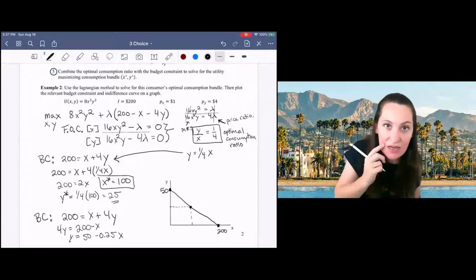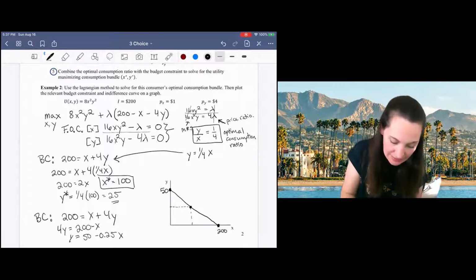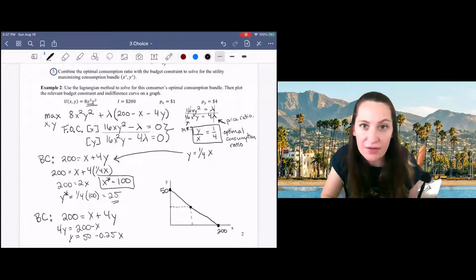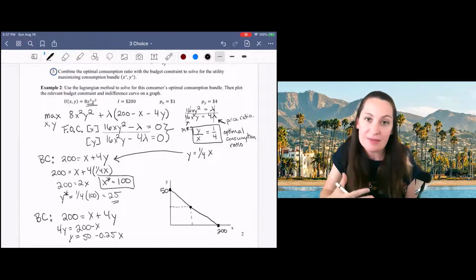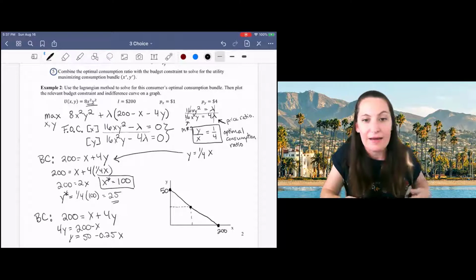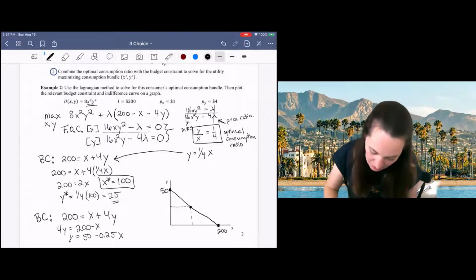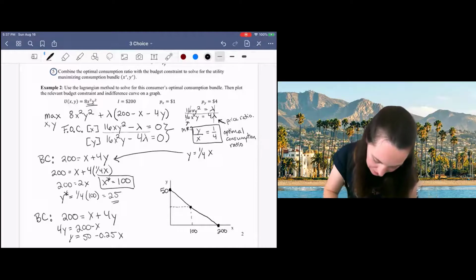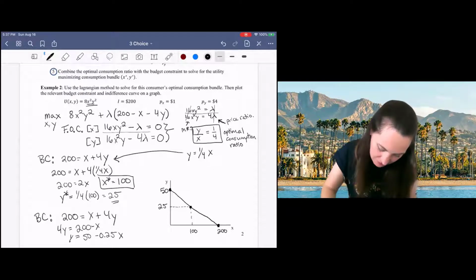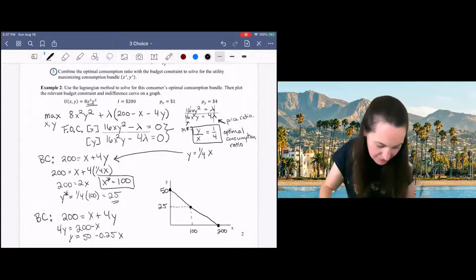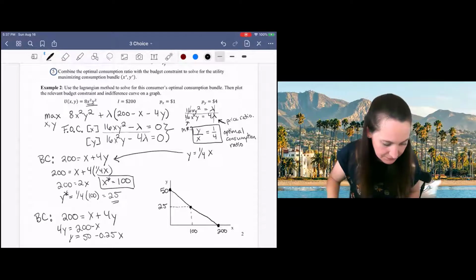And my optimal choice, in this case, is exactly in the middle of the budget constraint. The reason for that is because you see the exponents here are equal to each other. And so I actually end up spending half my money on each product. So I've got 100, 25. That's my optimal consumption bundle.